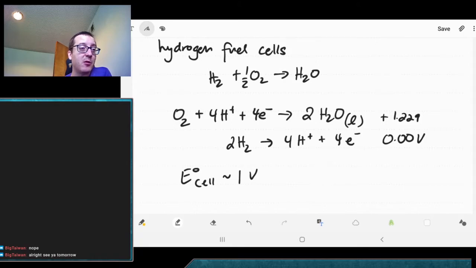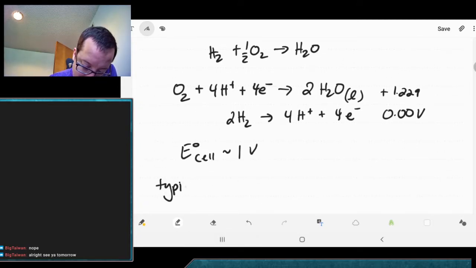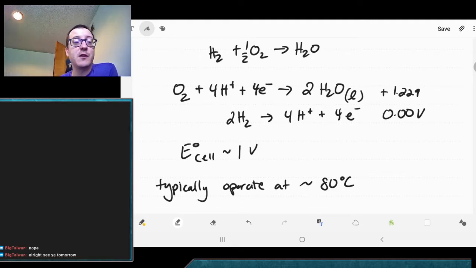Obviously that's not enough to really do a lot, but we throw in more and more of these. We can just stack them all right next to each other and make as many volts as we want, though that's going to increase the size. These typically operate at around 80 Celsius or so, which is a huge difference from regular car engines, which operate at something like 2000 Celsius. So much, much cooler temperatures are involved here.